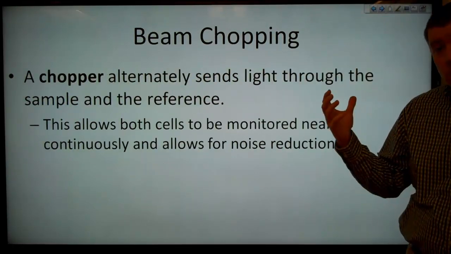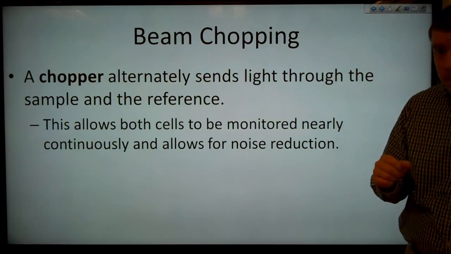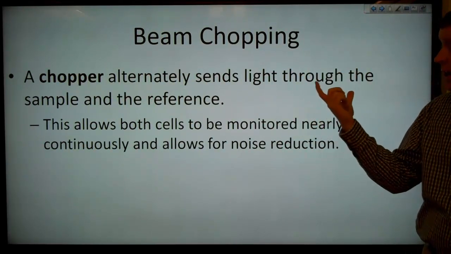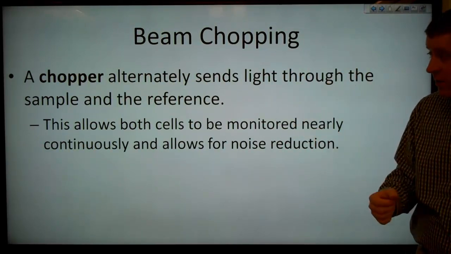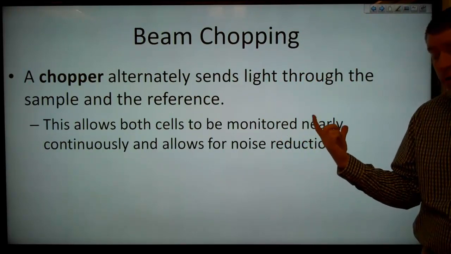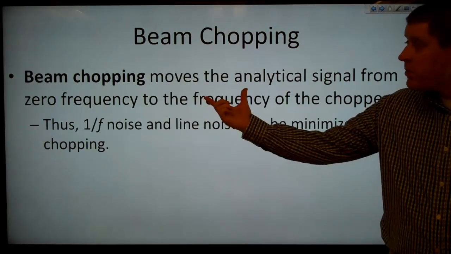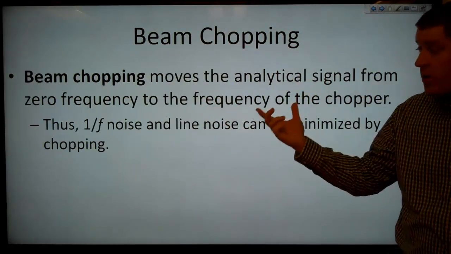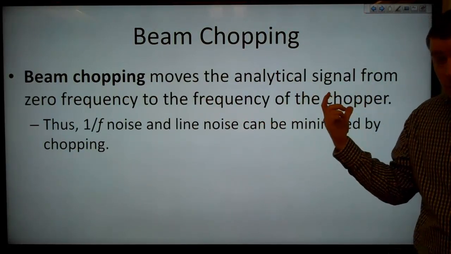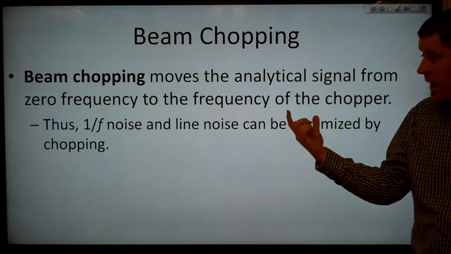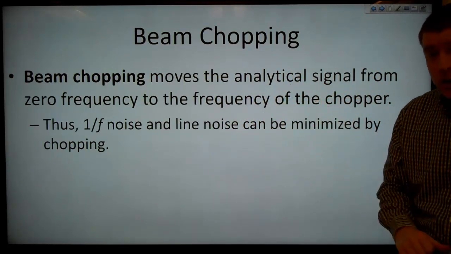Another technique for reducing noise is called beam chopping. So a chopper alternately sends light through the sample and the reference, and this allows both cells to be monitored nearly continuously and allows for noise reduction. Beam chopping moves the analytical signal from zero frequency to the frequency of the chopper, and thus 1/f noise and line noise can be minimized by chopping.